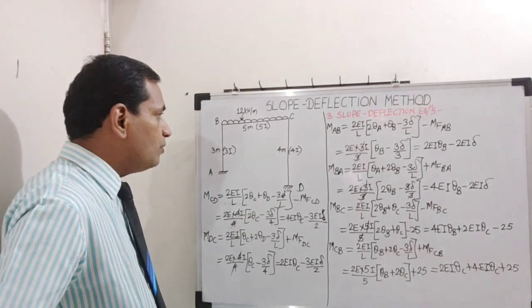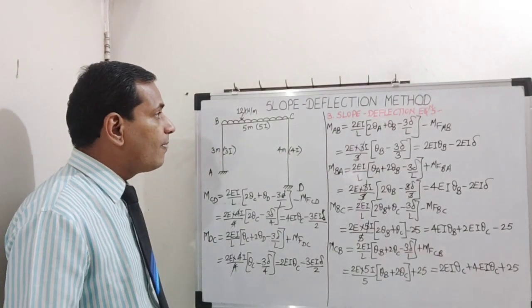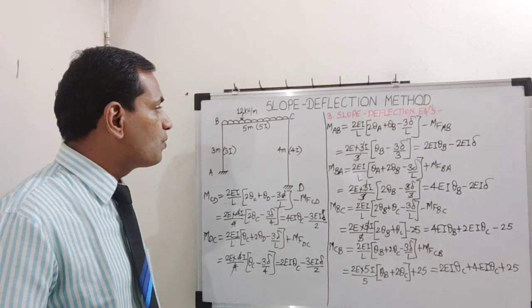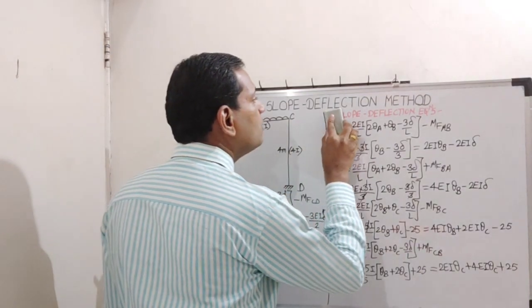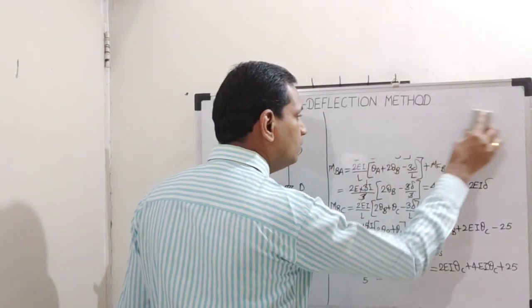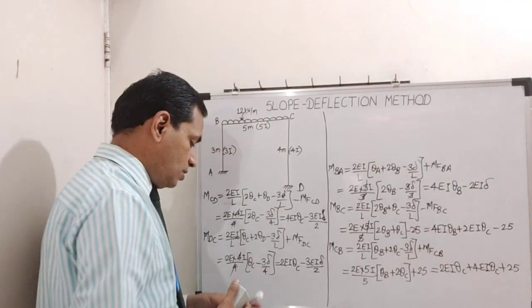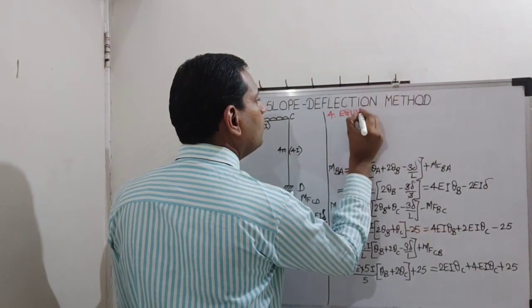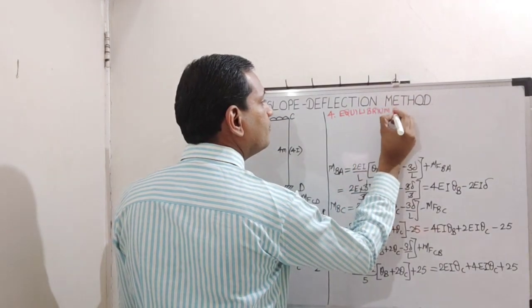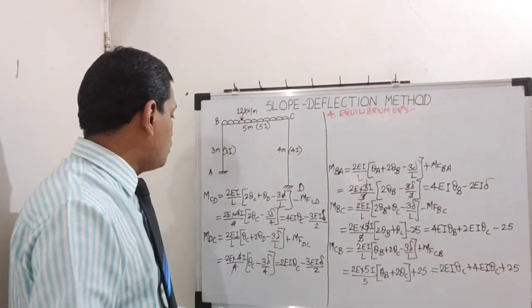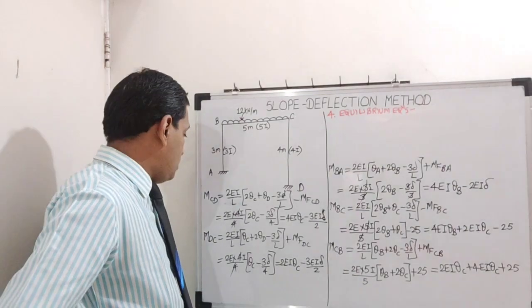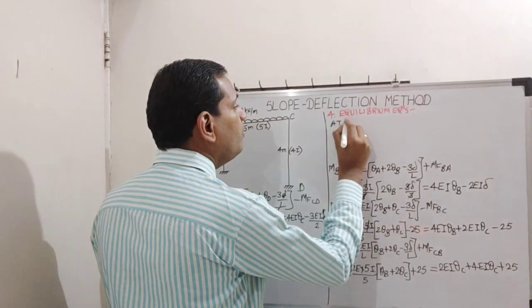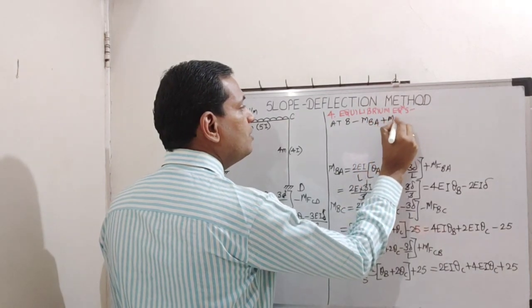Now we have to find our unknowns. Before that, we have to go for equilibrium equations. So step number 4, equilibrium equations. So equilibrium equations are 3. One will be on joint B. So at B, what will be your equation? MBA plus MBC is equal to 0.